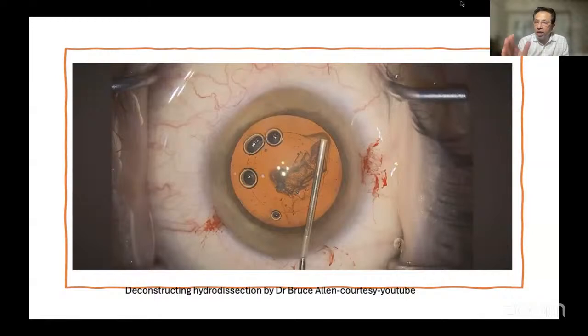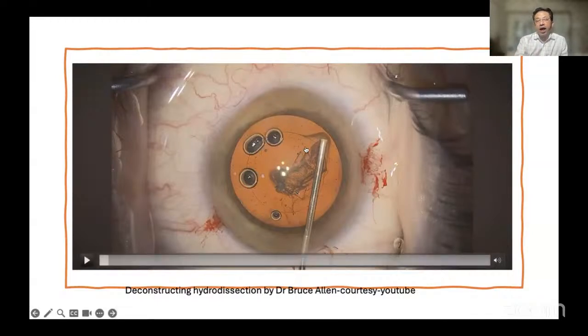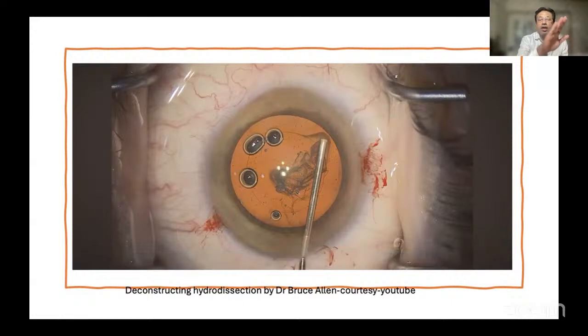So these would be the ideal sites to do hydrodissection. Even if the nucleus tilts up, you can go to the opposite quadrant and decompress it. So my recommendation is to avoid placing the cannula directly opposite to your wound, because here you prevent the nucleus from popping out, and there is a higher risk of inducing capsular block syndrome. Anywhere between 3 o'clock to 5 o'clock would be ideal, or the other way around, 9 o'clock to 11 o'clock, but avoid the distal end, the 6 o'clock.